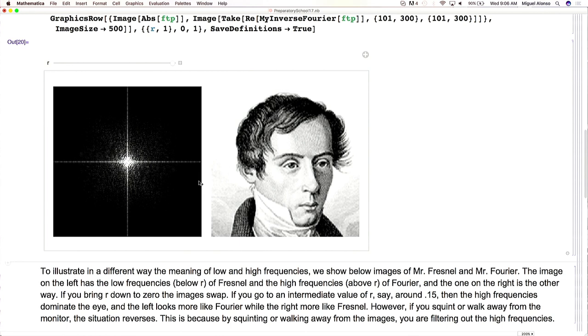So for example, there's not many features that Mr. Fresnel has, but this part of his face probably has to do with a tiny little line that is here in this direction.